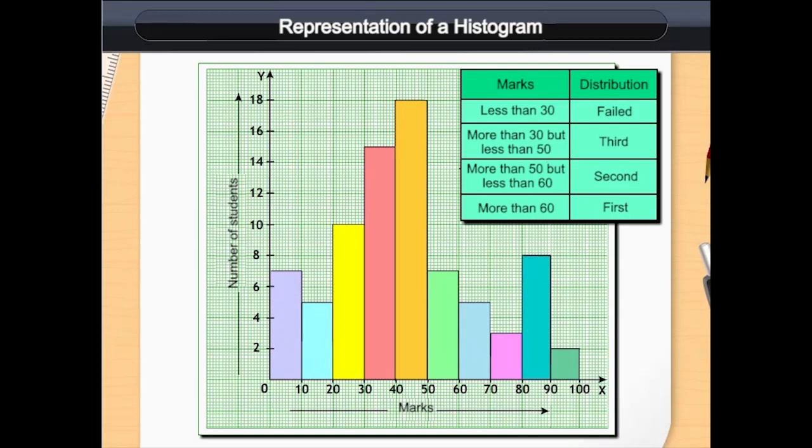This way we see that we can get a lot of information from a histogram.